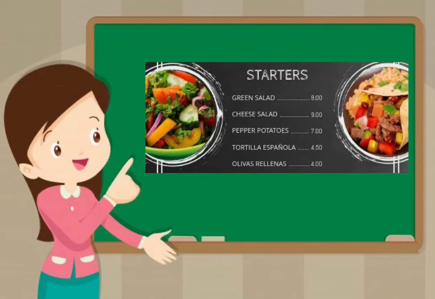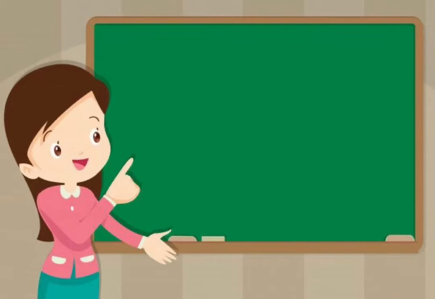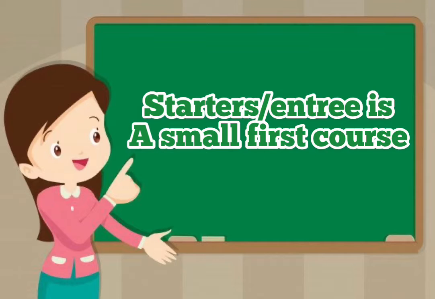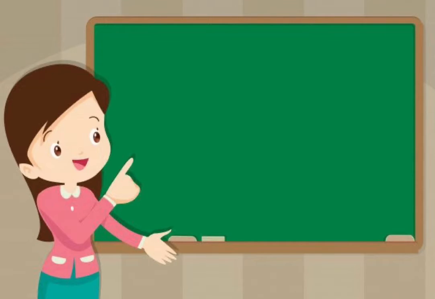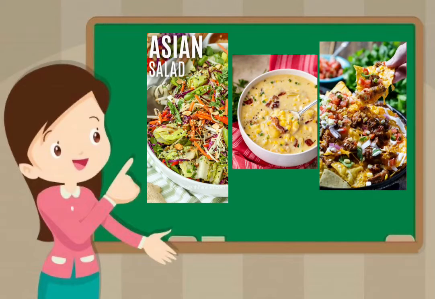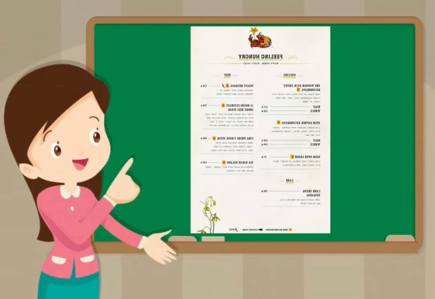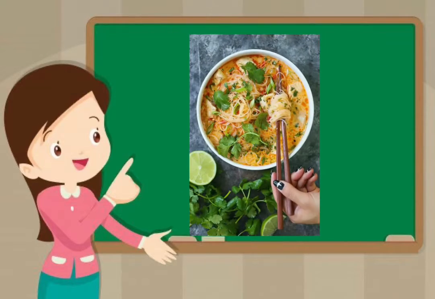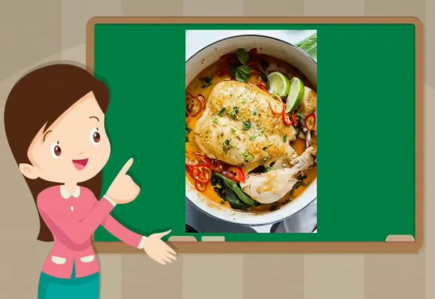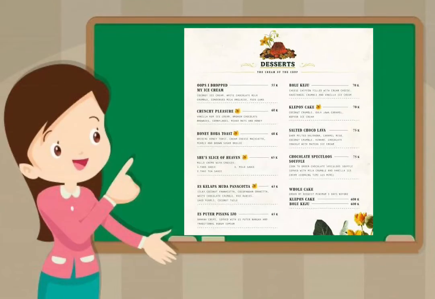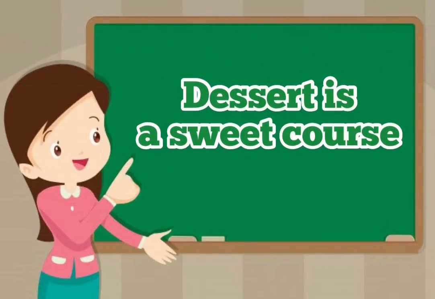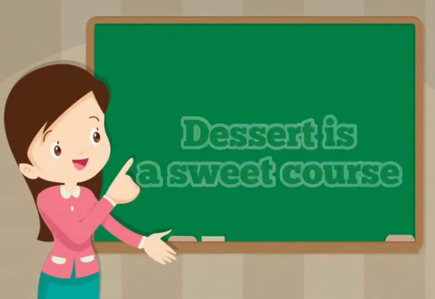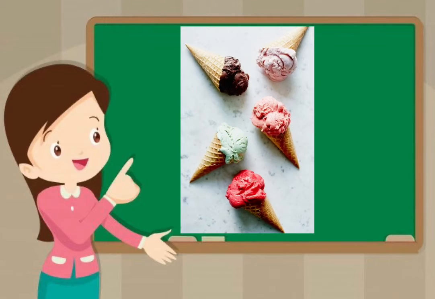First, we call it starters or entry. It's a small first course. For example, it's like salad, soup, or nachos. Second one, we call it main course. It's the biggest dish of the meal. Usually, it consists of rice, noodle, steak, etc. And the last one, my favorite one, is dessert, a sweet course. It's like pudding or ice cream.